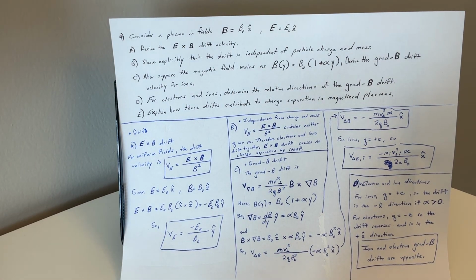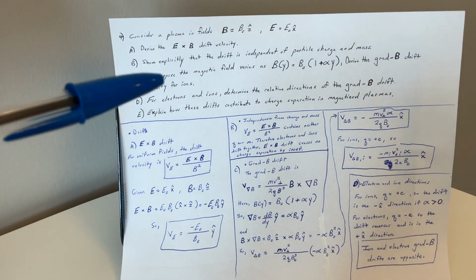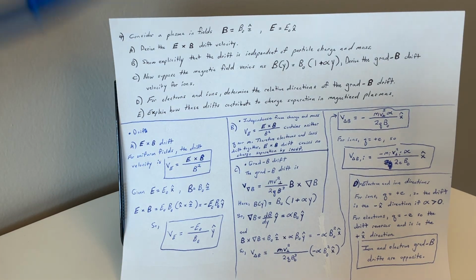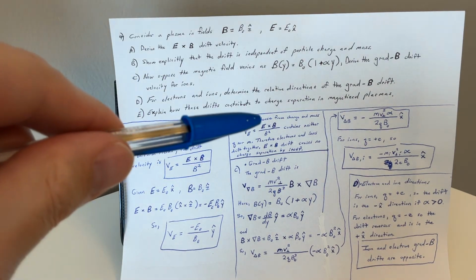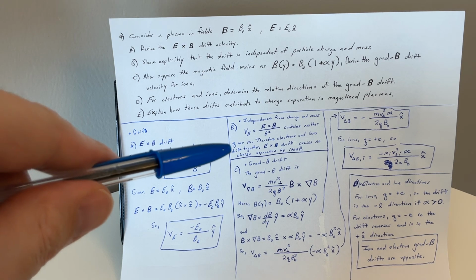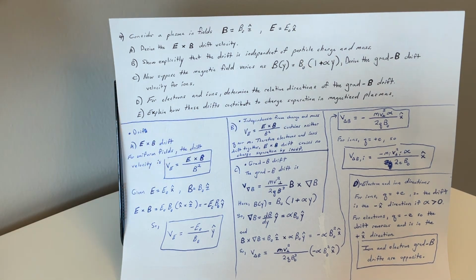Okay, so from here, let's see what we have. Part B: show explicitly that the drift is independent of particle charge and mass. So this is what we could say for independence from charge and mass. V_E, the cross product of E and B over B squared, contains neither q nor m. Therefore, electrons and ions drift together. E cross B drift causes no charge separation by itself.